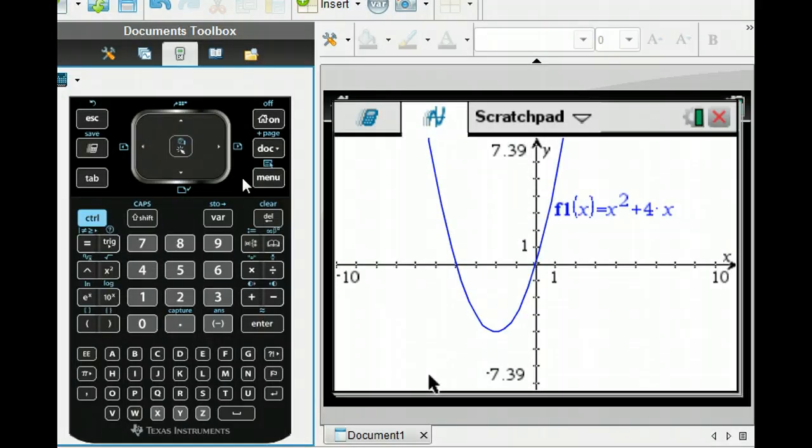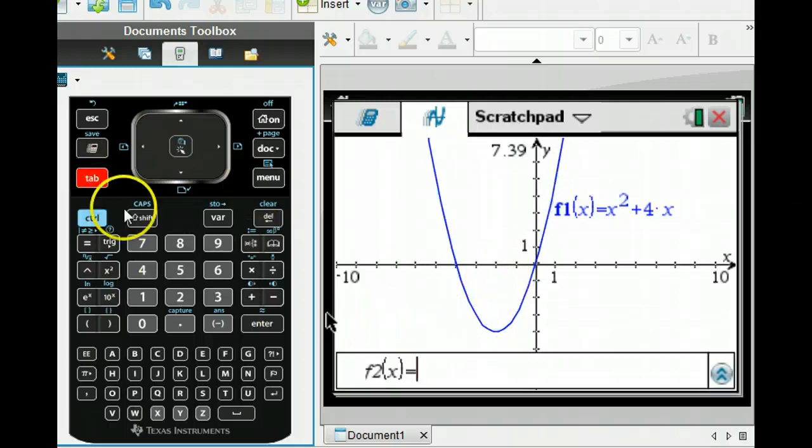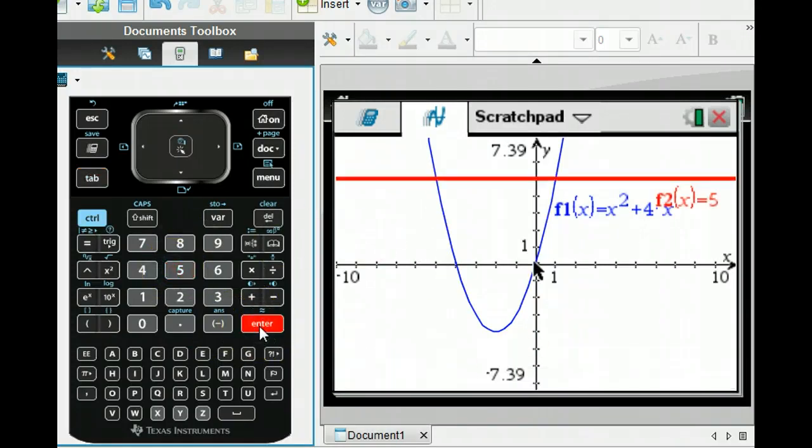Okay, so going back to our Nspire, I need to create a second graph, and the way I do that is I just hit tab, and notice how this is f2 of x, so this is my second graph. I'm just going to enter in 5, and then I hit enter. So now I have two graphs here. I've got one that's the parabola, x squared plus 4x, and the other one is just 5. It's a horizontal line, y equals 5.